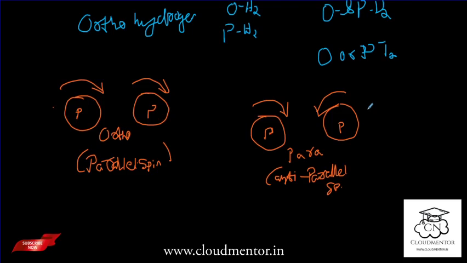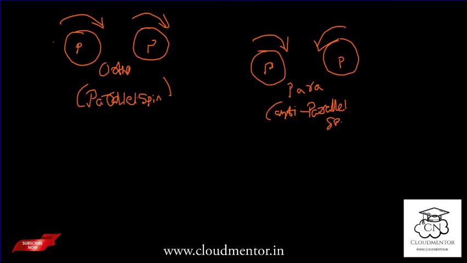We can use such catalysts for this process of interconversion between ortho and para isomers. And now we have to talk about the next one, the molecular forms of hydrogen. What are the molecular forms?